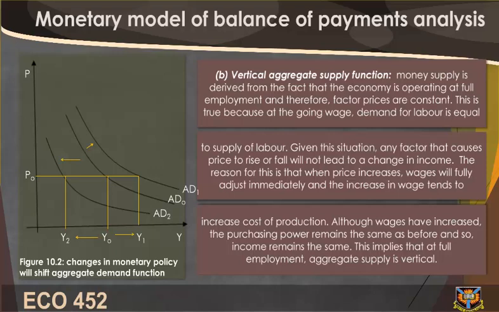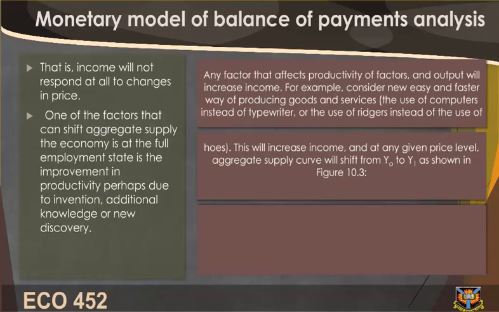Although wages have increased, the purchasing power remains the same as before, and so income remains the same. This implies that at full employment, aggregate supply is vertical. That is, income will not respond at all to changes in price. One of the factors that can shift aggregate supply, when the economy is at the full employment state, is improvement in productivity, perhaps due to intervention, additional knowledge, or new discovery. Any factor that affects productivity of factors and output will increase income.